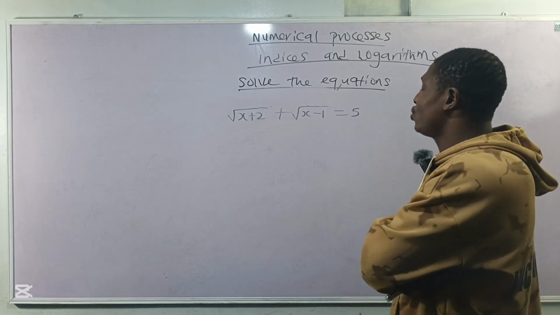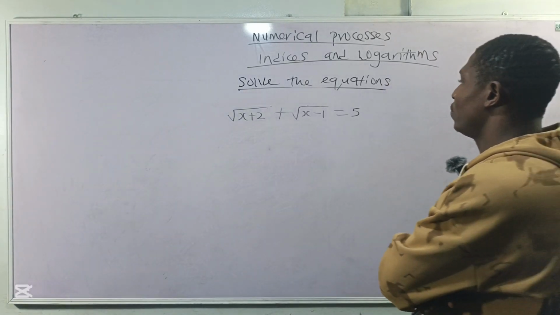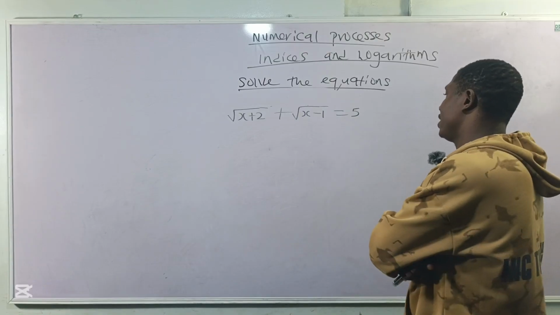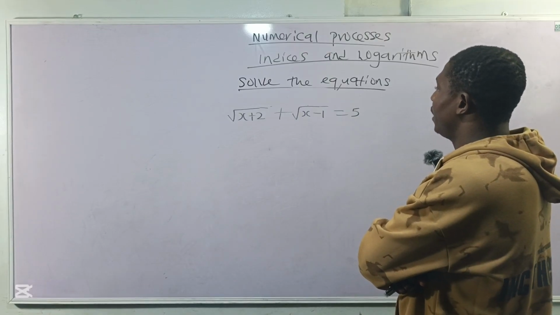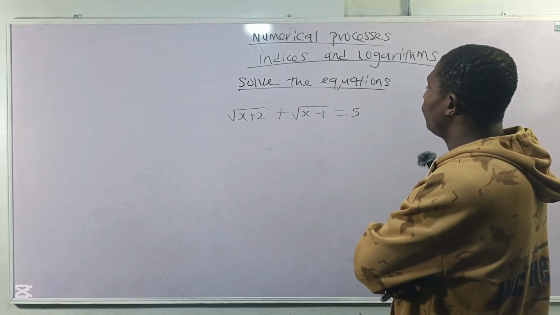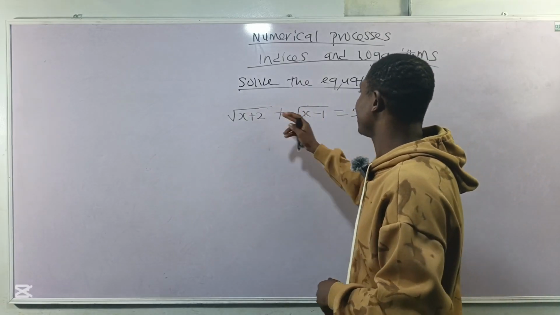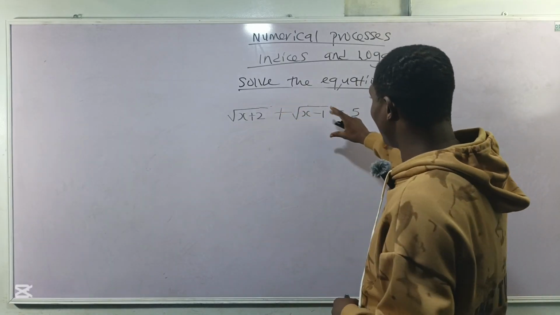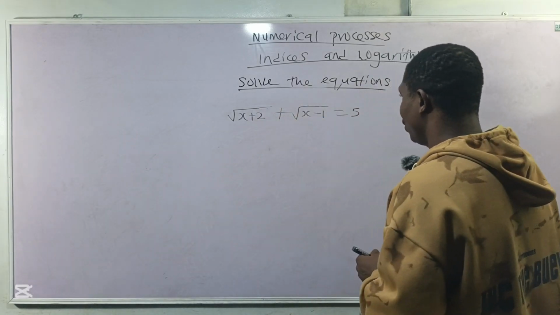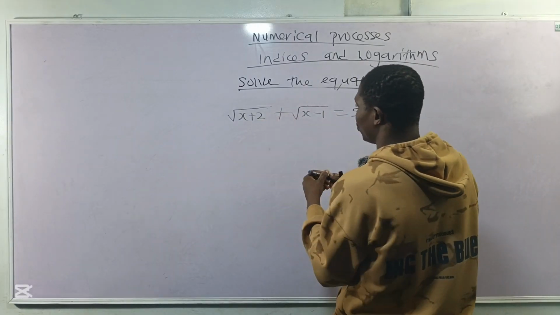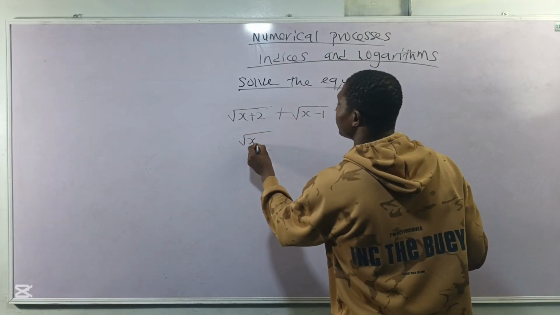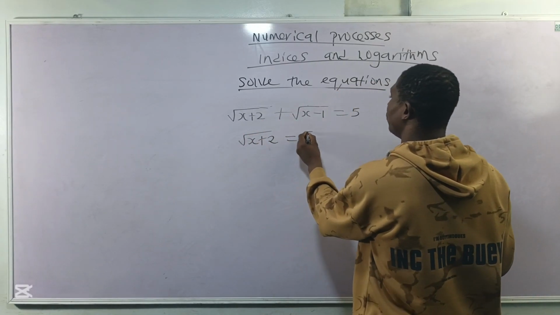So we have to solve this equation. We have root x plus 2 plus root x minus 1 equal to 5. And if we close this bracket and square both sides, we have a complex equation at the left. So it's better we separate the roots. So I can leave my root x plus 2 here, and I have equal to 5.